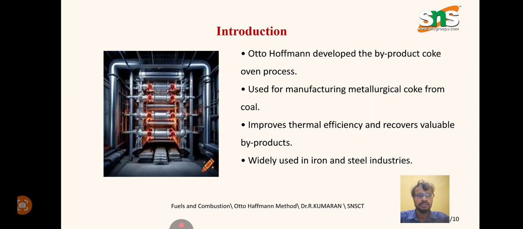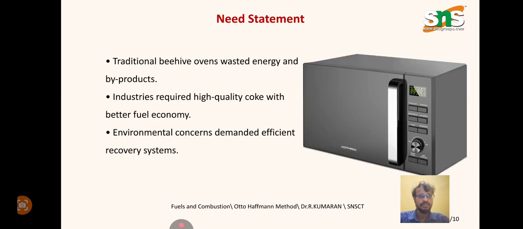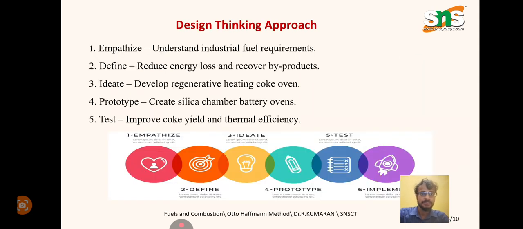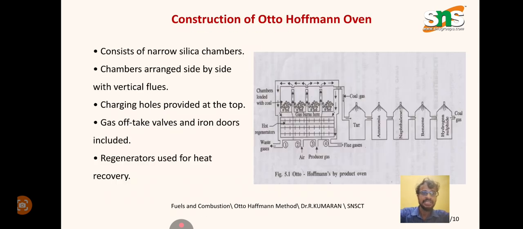Traditional beehive ovens wasted energy and byproducts in general. So it is very important to replace them, to save energy and the byproducts, which in turn are used for several applications. Industries required high quality coke with better fuel economy. Environmental concerns demanded efficient recovery systems. So how is it constructed?